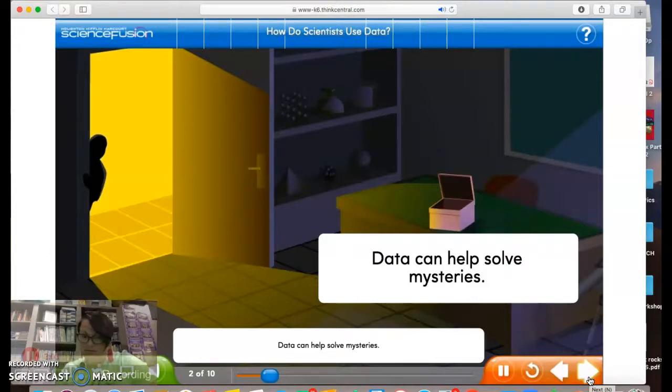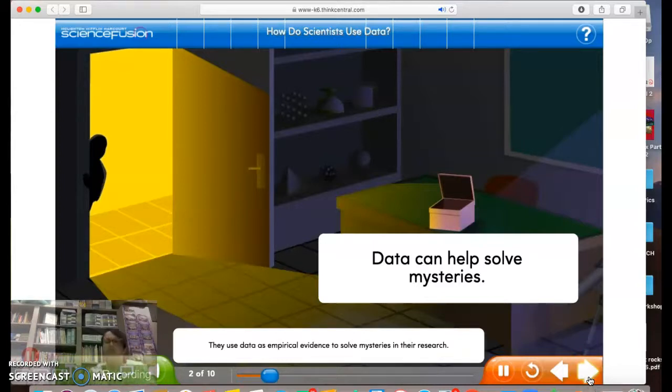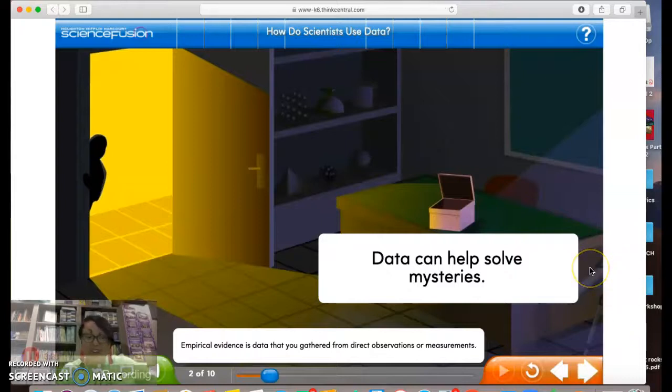Data can help solve mysteries. They say data, I say data. Data is information, such as facts and figures. Scientists collect and use data all the time. They use data as empirical evidence to solve mysteries in their research. Empirical evidence is data that you gathered from direct observations or measurements. Okay, I love how they said data can help solve mysteries. A lot of times that's what science is. It's finding a discovery that helps solve your problem or solve a mystery.